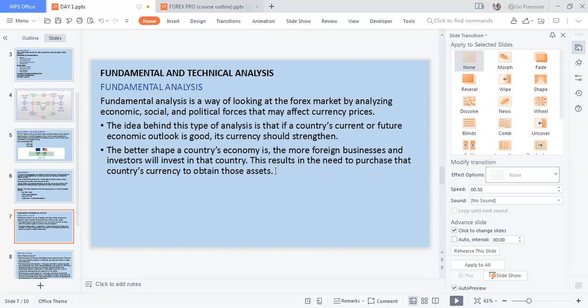Fundamental analysis is a way of looking at the forex market by analyzing economic, social, and political forces that may affect currency pairs. Now, in 2020, even up to now, coronavirus is still affecting markets. Coronavirus came into existence, and America, you agree with me that America was highly affected that period. Is it only America? Other countries were highly affected. Now, because all these countries were affected, it affected the market economically.